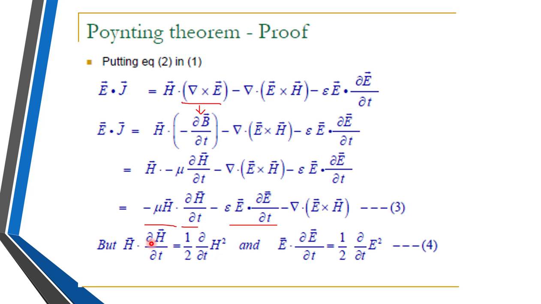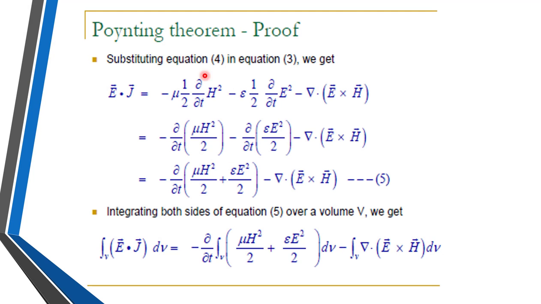first term had a minus sign, so minus mu into 1/2 dou h square by dou t. So it is written here: minus mu 1/2 dou h square by dou t, minus epsilon 1/2 dou e square by dou t, minus the last term, which is kept as it is, del dot e bar cross h bar. Right. Then what is the next thing we can solve?